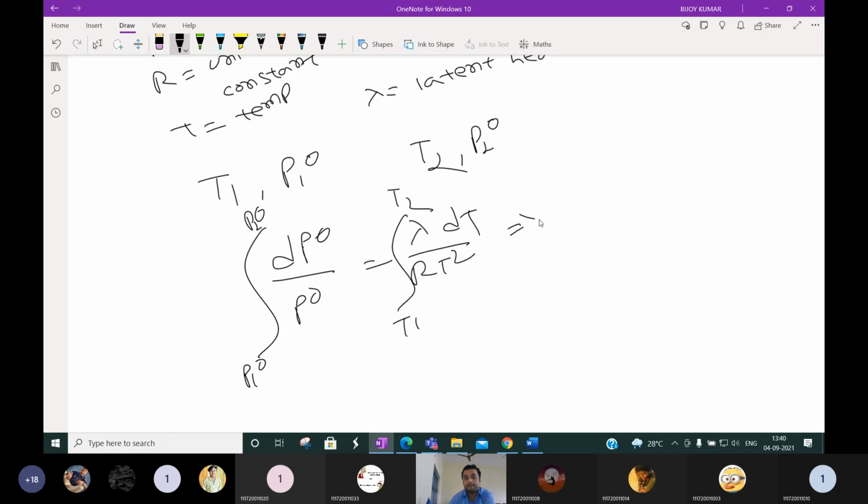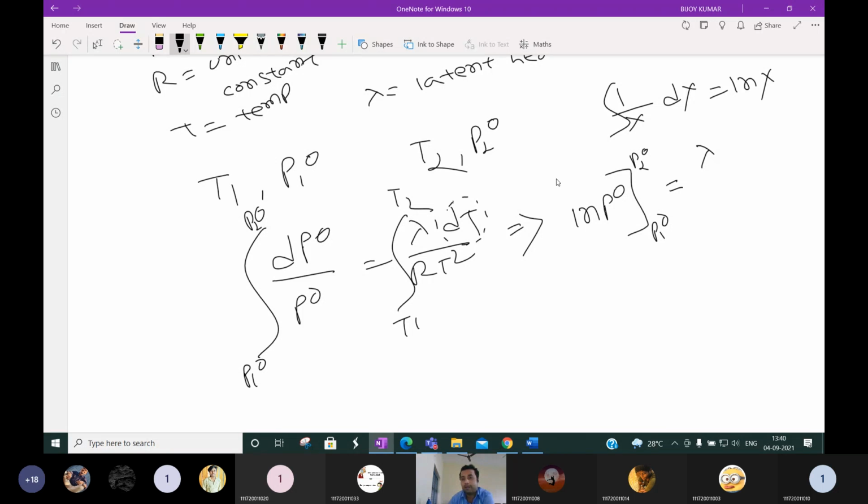Here we have the integration of 1 by x. What will be the integration of 1 by x dx? It is ln x. So we can write ln of P0, with the limits P10 to P20, equal to, since lambda and R are constant and the variable is dT, lambda by R times the integration of dT by T square, with limits T1 to T2.